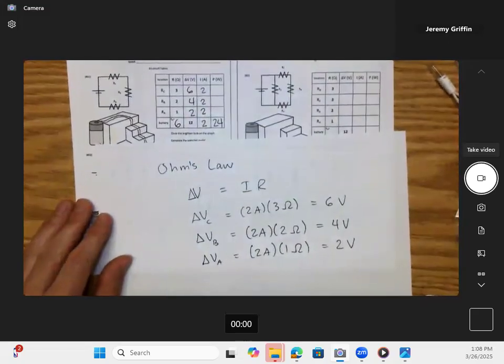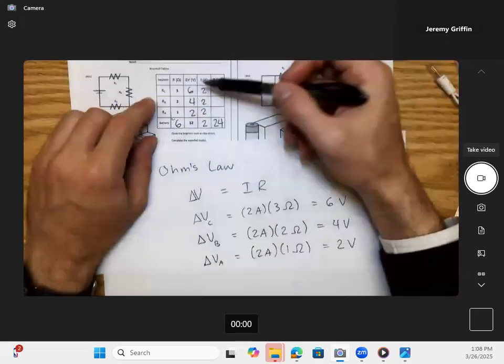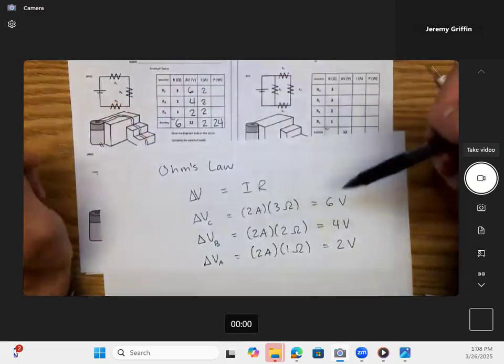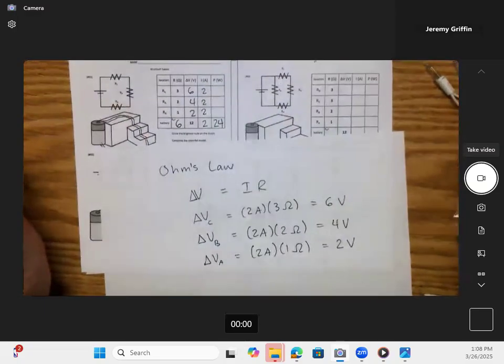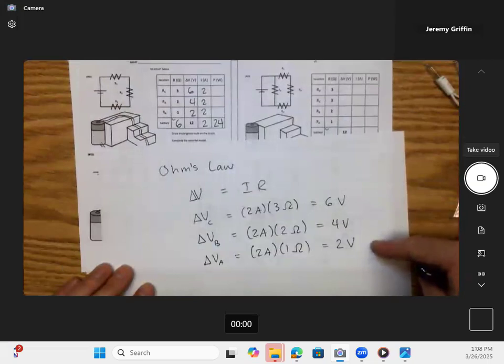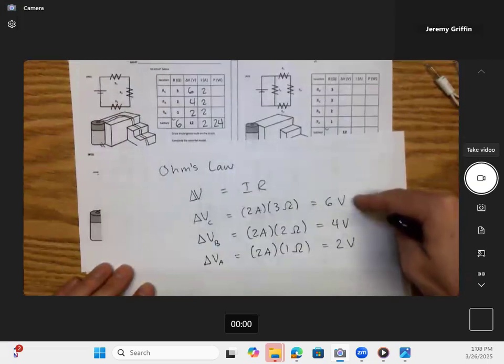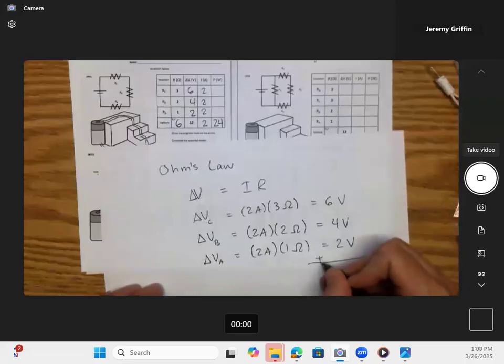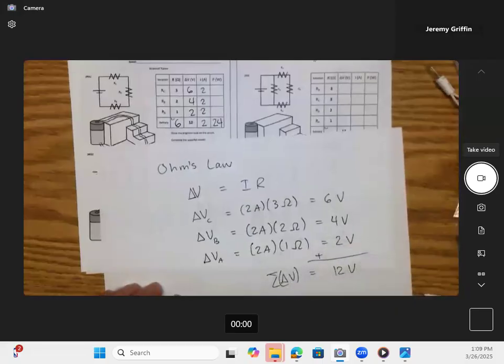Okay. So see, if you know the current and you know the resistance, you can multiply those and that'll tell you the voltage drop across each individual resistor. Guys, what do my 3 voltage drops add up to? What's 6 plus 4 plus 2? That'd be 12, wouldn't it? So I'll say the sum of the voltage drops is equal to 12 volts. 12 volts? Hey, that matches my battery.